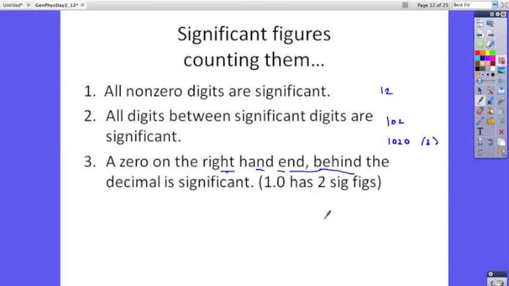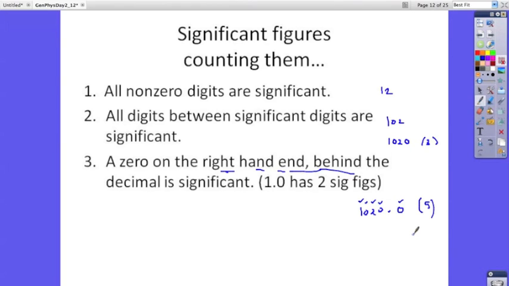So if I write the number 1020.0, this 0 is significant. It's on the right-hand end behind the decimal. Well, what about this one? Well, now it's significant because 2 is significant, that 0 is significant, it's in between, so it is now significant. 2 is because it's not 0, that 0 is because it's in between, and that's not 0, so it's significant. So this number has 5 significant digits.